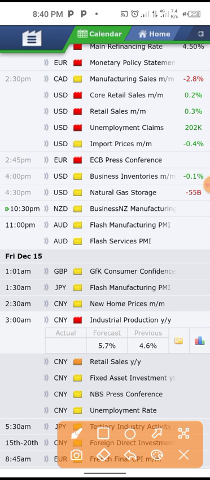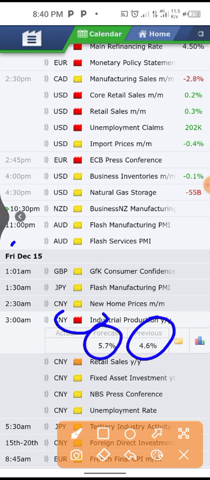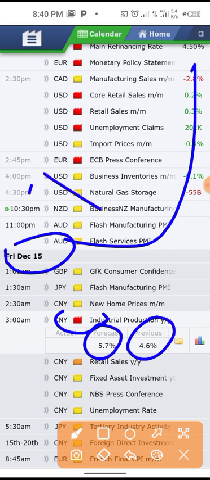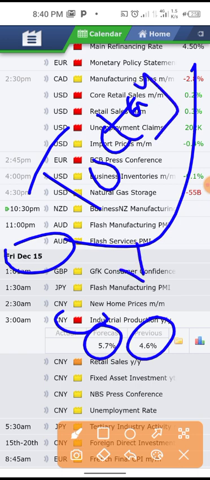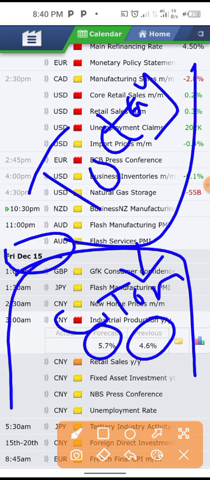Now for the news for tomorrow, you see this is the previous, and you see the forecast. Tomorrow has not happened yet. This is today's news, and this is tomorrow. So tomorrow has not happened yet.